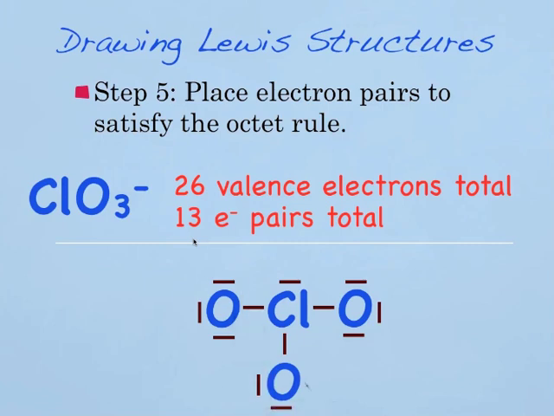Once I put all 6 of those pairs down, I'm just going to check really quickly to see if I satisfy the octet rule for everything. This oxygen has 8 electrons available to it. Chlorine, we already said, has 8 electrons available to it. This oxygen has 8 available electrons. This oxygen has 8 available electrons. And just a quick count to make sure that we haven't cheated here. We should have had 13 electron pairs. That's 1, 2, 3, 4, 5, 6, 7, 8, 9, 10, 11, 12, 13 that we placed. So we have placed the correct number of electrons and satisfied the octet rule.